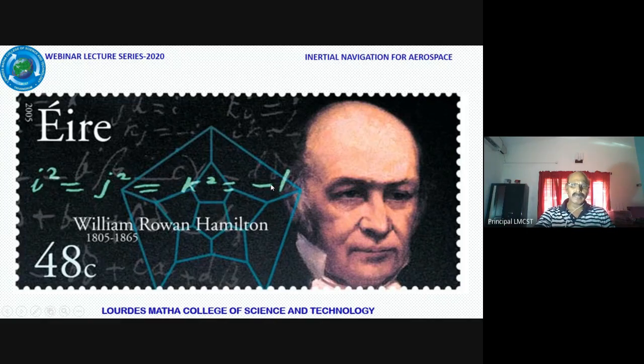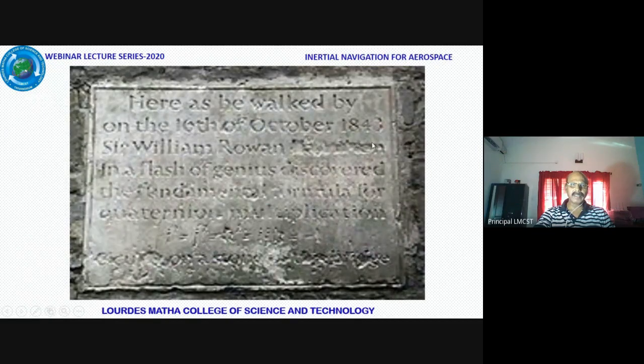And the algebraic relations that he uses are also similar. And he is a great man. In 1843, when he was walking in October 1843, William Rowan Hamilton, in a flash of genius, discovered the fundamental formula for quaternion multiplication: i squared equals j squared equals k squared equals ijk equals minus 1.